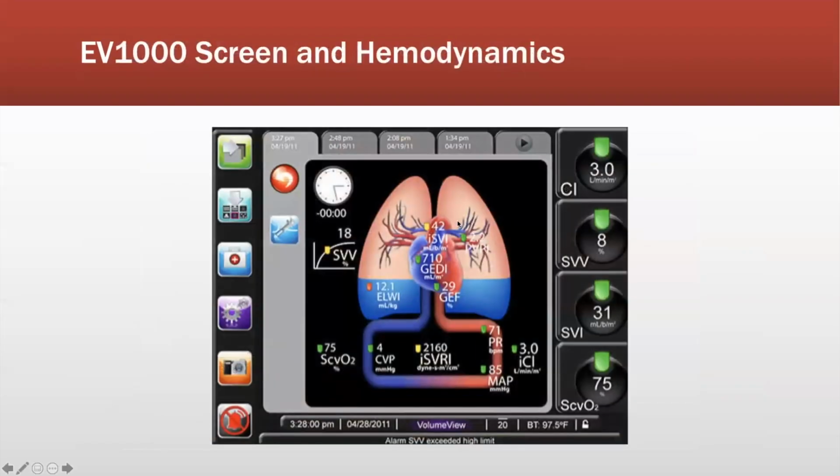So here's an example of one of the screens of the EV-1000. So again, everything on here is pretty complicated, but almost all of these numbers will indicate preload, afterload, or contractility, or your fluid status, which is, again, a good indicator of your preload, right? So when you're looking at your cardiac index here, so this right here is your cardiac index. That has to do with your contractility. Your SVV, this is your stroke volume variation. This has to do with the variance in the stroke volume.